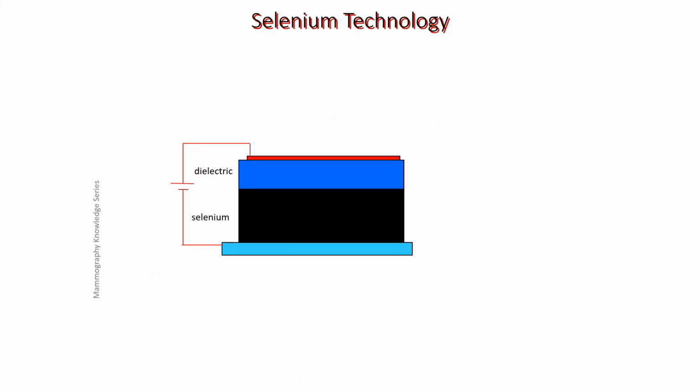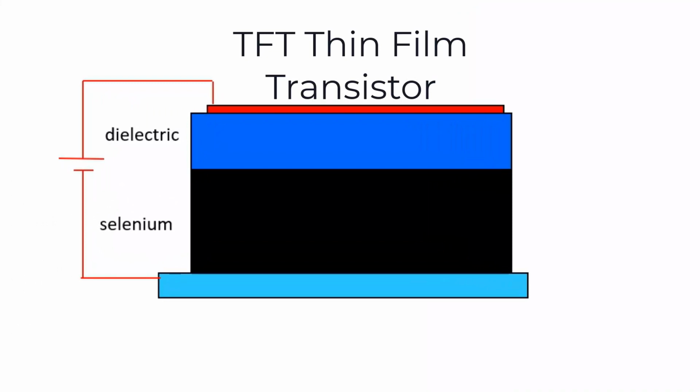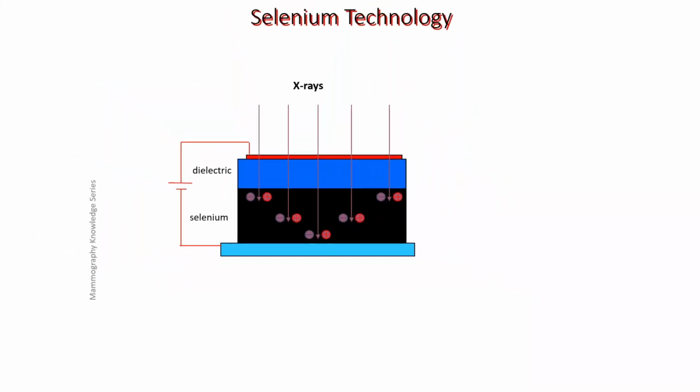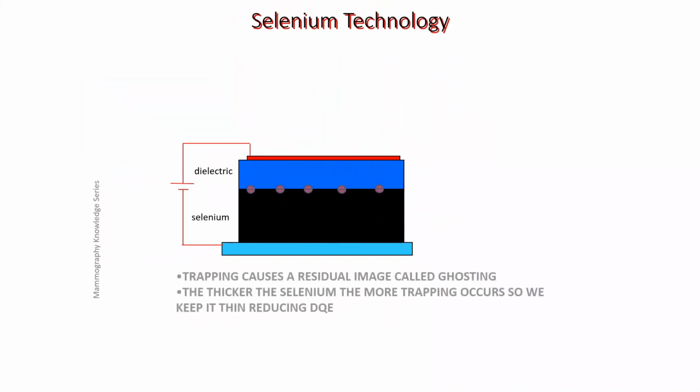We'll begin by looking at the direct matrix array, which is made up of selenium technology. The detector is made up of a thin film transistor coated with selenium. It will capture the energy directly into the area without having to utilize any other type of capture. The recorded intensities are captured and then they dissipate or discharge into the thin film transistor. Trapping causes a residual image called ghosting. The thicker the selenium, the more trapping occurs, so we keep it thin to reduce the DQE, or the amount of dose. DQE stands for Detector Quality Efficiency.